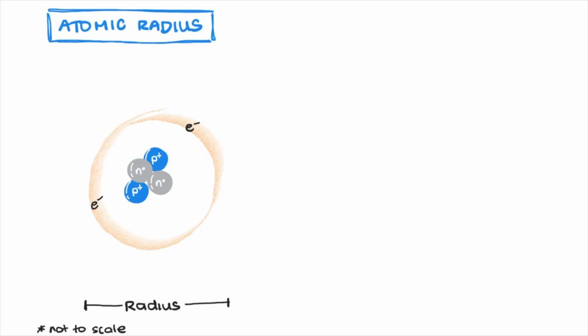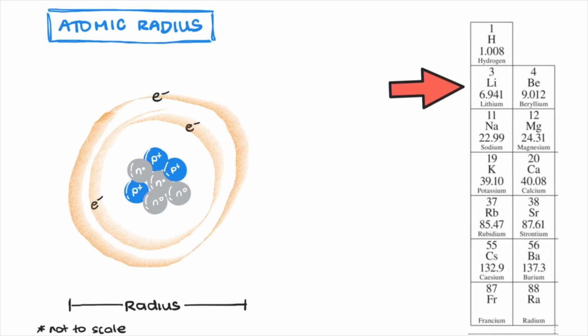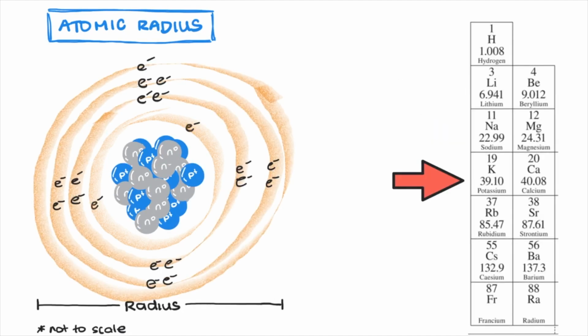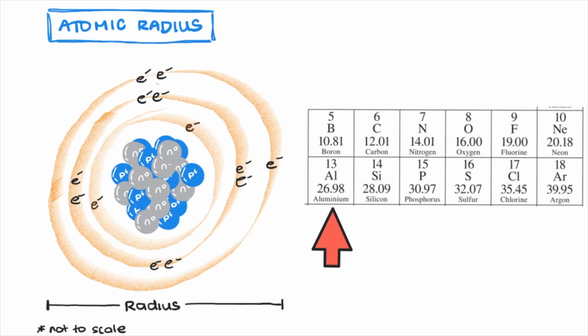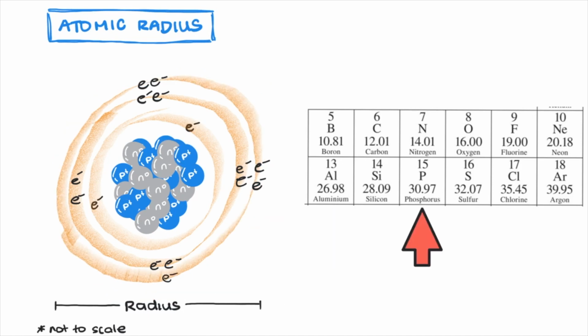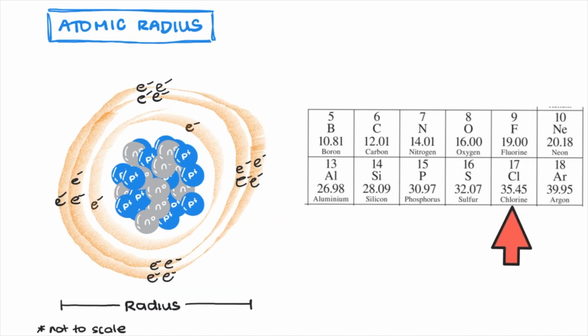The radius of an atom depends on the size of the charge of the nucleus, that is, the number of protons and the number of energy levels. Moving down a group, the radius increases as the number of energy levels increases. As the energy levels are being filled, that is, when you move across a period, the nuclear charge increases, which attracts the valence electrons close to the nucleus.